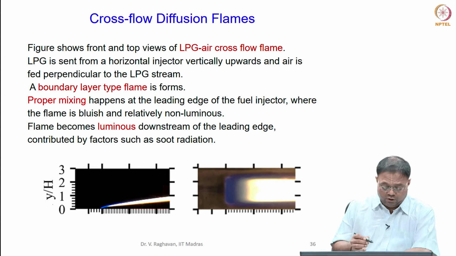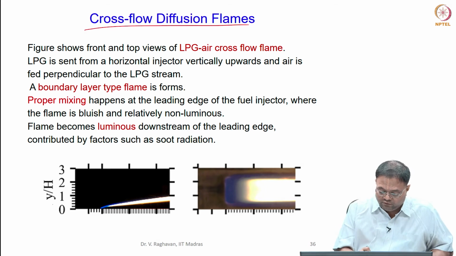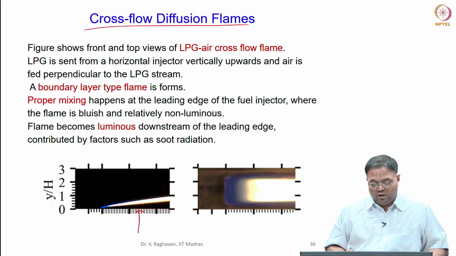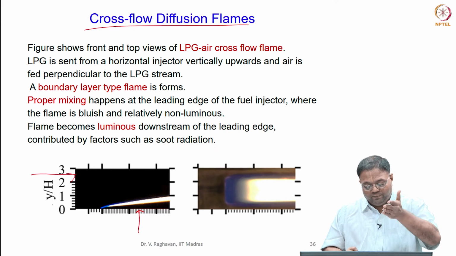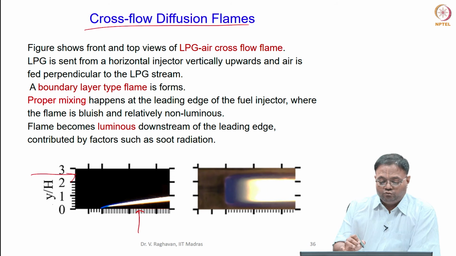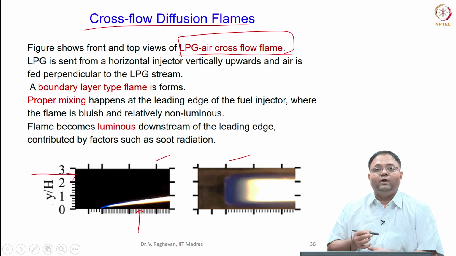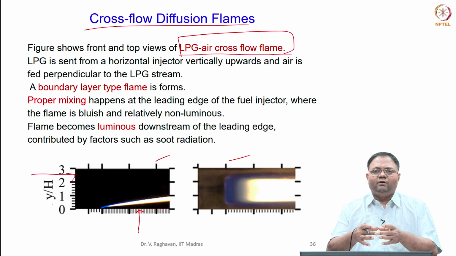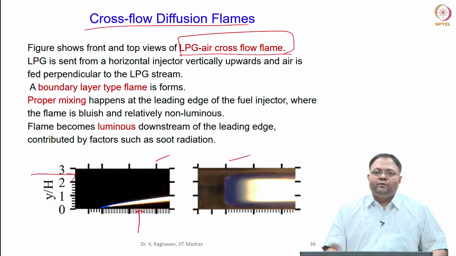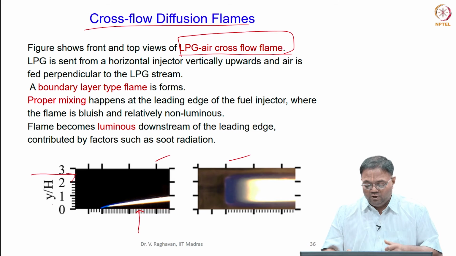Now we go for cross-flow diffusion flames. In cross-flow diffusion flames, as I told you, the fuel is supplied in a horizontal injector, and the air is supplied perpendicular to this fuel stream, or parallel to the injector. These two photographs are LPG and air cross-flow flames. We can see that LPG is sent through a horizontal injector. You can consider the injector as a honeycomb structure or a porous plate through which uniform injection of LPG is possible. So the velocities will be uniform over this injection plate.